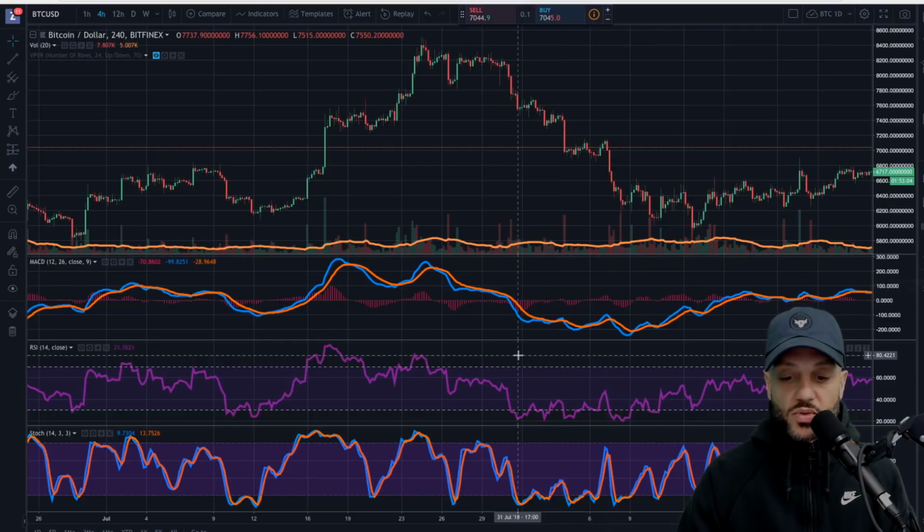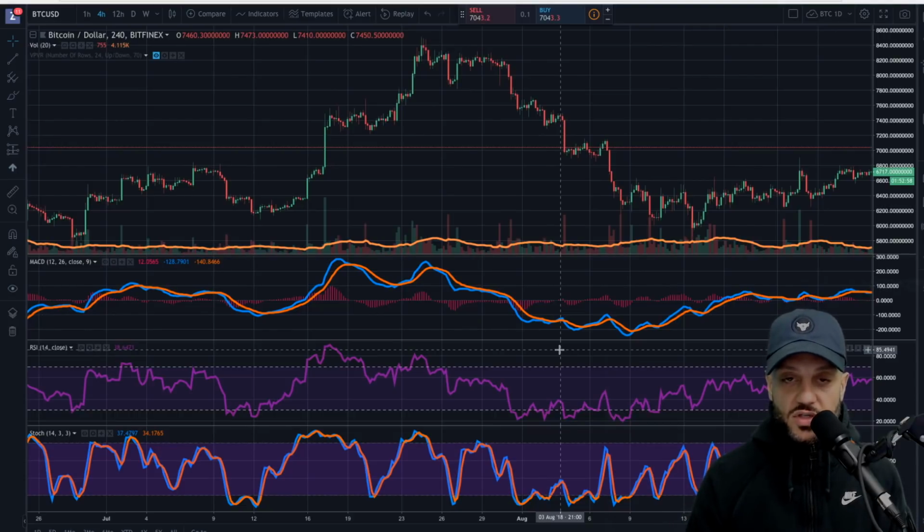So what is the most important thing to remember with the oscillators, all three of them actually, is the concept of divergence. Divergence is just a fancy word meaning when you have a difference between the price and one or all three of these oscillator indicators. I'll show you an example right now.